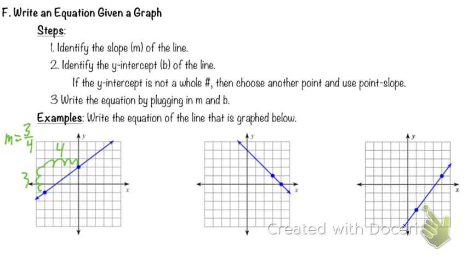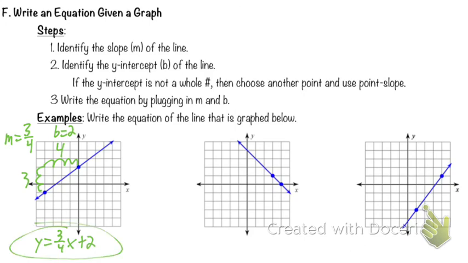Now, we want to identify the y-intercept, or the b. Who can tell me what the y-intercept of this graph is? Okay, Jaden. 2, very good. Typically, when we graph, that's where we begin. Now, sometimes the y-intercept is not a whole number. In that case, we would use point-slope form. You pick a point and do point-slope form. But here, we write the equation just by plugging in m and b. So now we have y equals 3 over 4x plus 2.